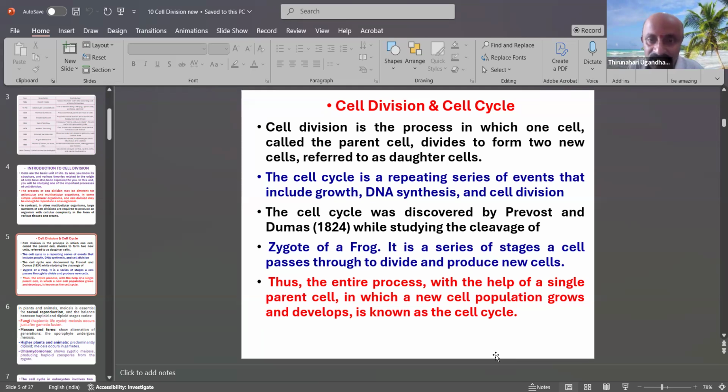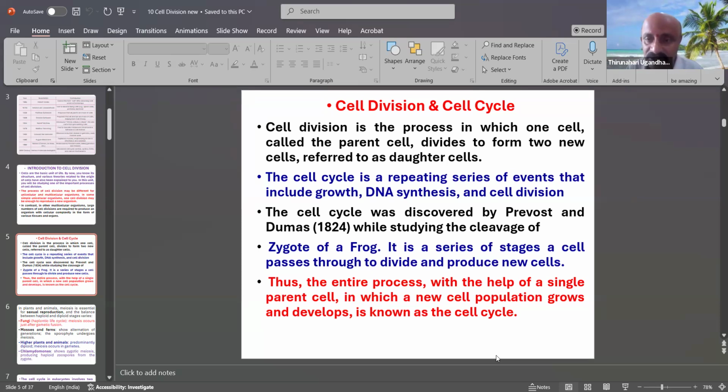Then the cell cycle is a repeating series of events that include growth. What is growth? Growth is increasing size of organs and organisms like a leaf, shoot, fruit, and flowers. Cell divisions are very important for growth of the flower, growth of the fruit, growth of the seed. Even so, cell division is important for the growth of organisms.